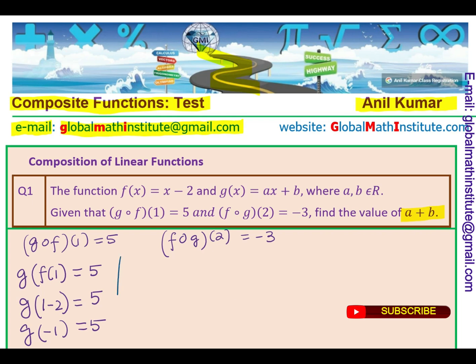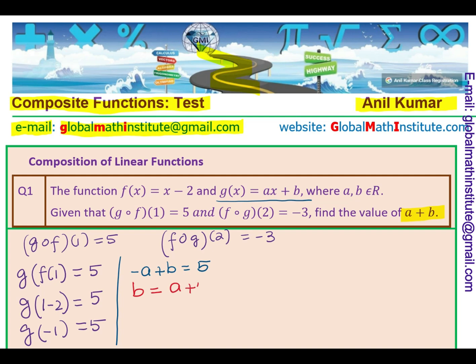So g of minus 1, let's get into this function, which is g of x. So g of minus 1 will be, replace x with minus 1. So we get minus a plus b, and that is equal to 5. Do you get the idea? So with this condition, we get one particular equation, which is minus a plus b is equal to 5. You could also write this as b equals a plus 5. Does that make sense to you? Let me call this our equation number 1. Correct?